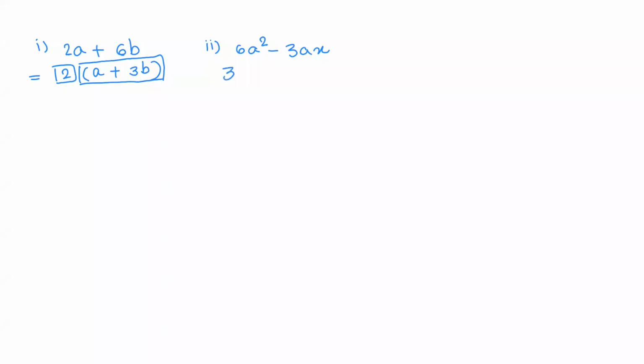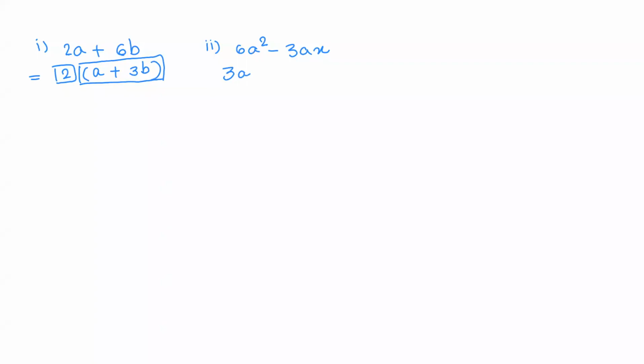3 can be very well taken out common. And you can see also there is a variable a which repeats in both the terms. तो हम 3a कॉमन निकालेंगे from a square and a square और a में से जो छोटा है वो कॉमन निकलता है. So we take out a common.